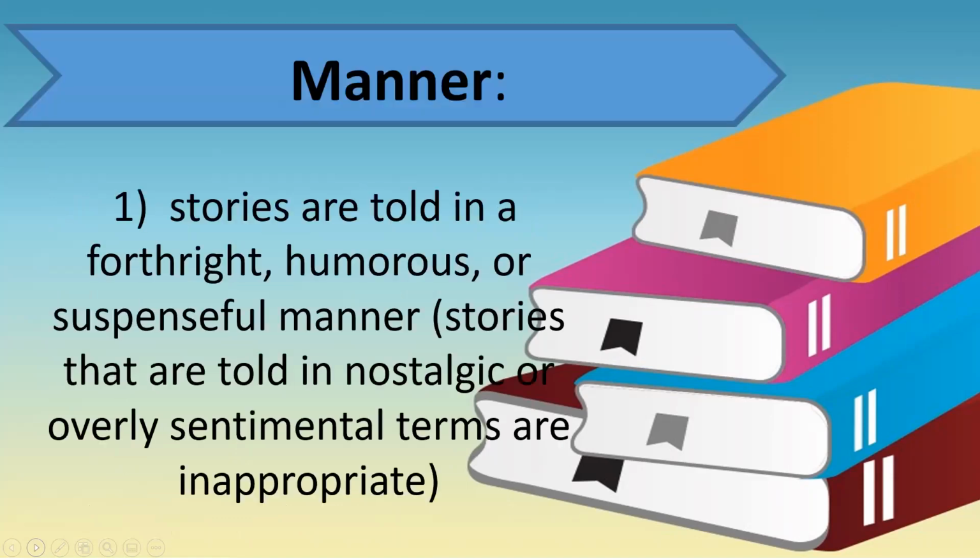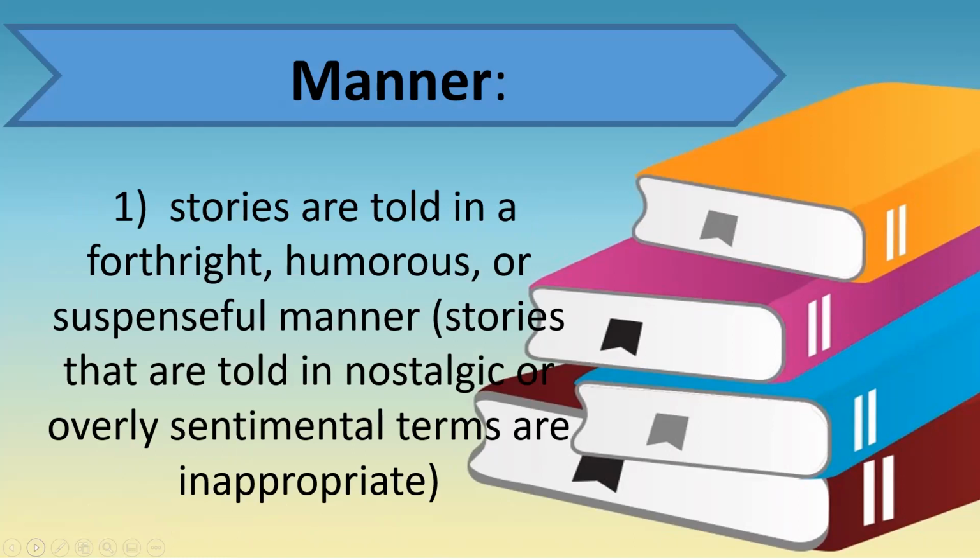So, manner of children's literature. How stories are being told in children's literature. So, first one, stories are told in forthright, humorous, and suspenseful manner. Stories are told in nostalgic or overly sentimental terms, or inappropriate.